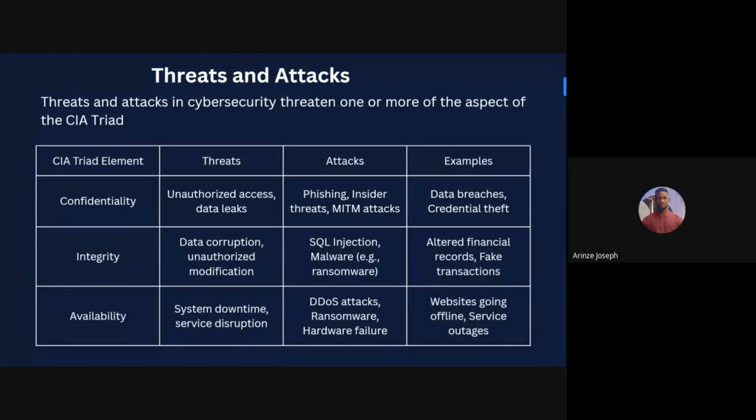So threat and attack in cybersecurity threaten one or more aspects of the CIA triad. For example, confidentiality: when someone has unauthorized access to our communication, that means the data being transmitted has been leaked. That leads to what we call data leaks or unauthorized access. The attacks under this are phishing, insider threats, or man-in-the-middle attacks. Examples are data breaches and credential theft.